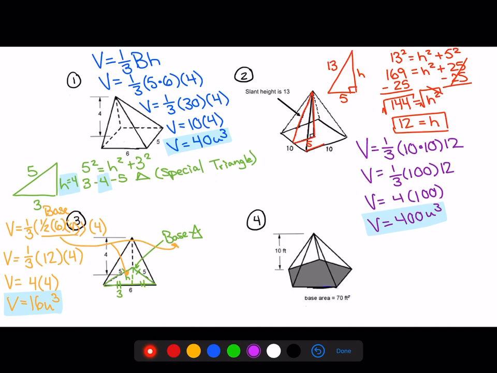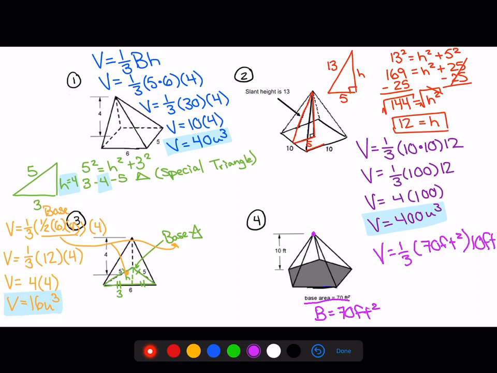All right, with number 4, we notice that the base area is 70 feet. So they're already telling us, hey, big B is equal to 70 feet squared. So I plug that into my volume formula. Volume is equal to 1/3, because it's a pyramid. It meets at a single point at the top. 1/3 big B, which is 70 feet squared, times our height, which is 10 feet.